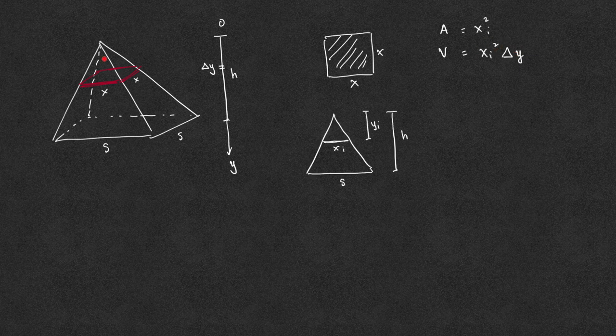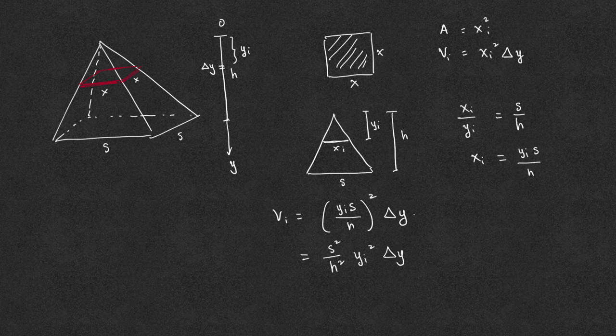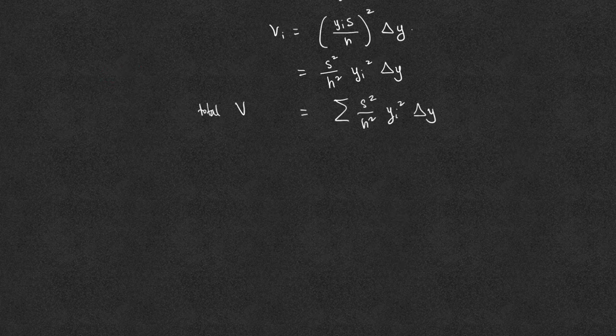We need to express x in terms of y, but we see that there are two similar triangles, the smaller triangle and the large triangle. The smaller triangle has the height of y_i, and so the ratio of the similar triangles is x_i over y_i equals s over h. Isolating x_i, we have x_i equals y_i s over h. And so the volume is (y_i s over h) squared times delta y. Simplifying this, we have s squared over h squared, y_i squared delta y.